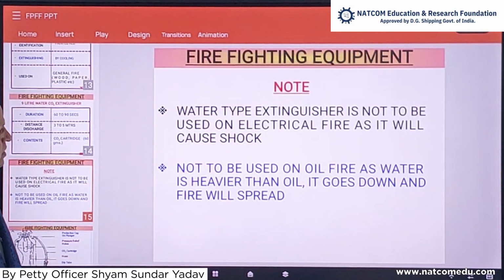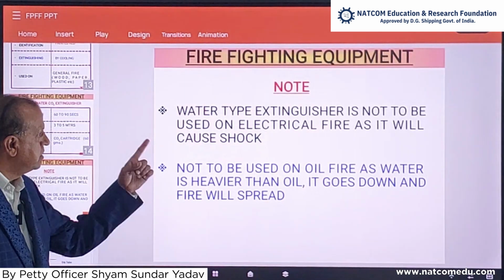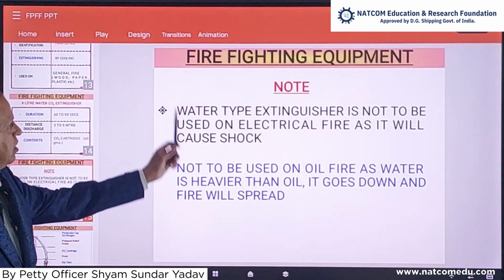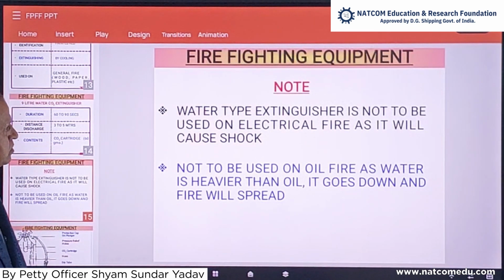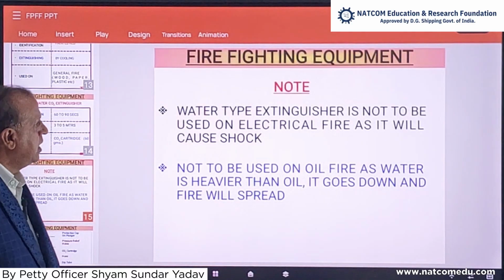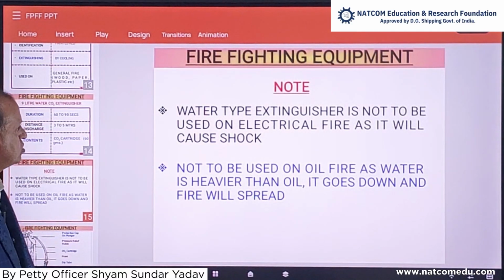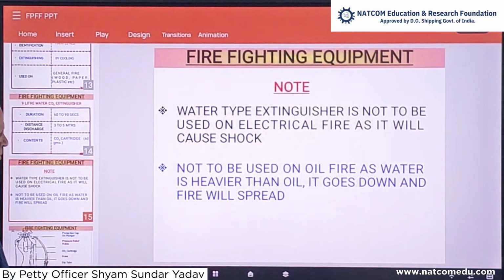The water type fire extinguisher is not to be used, it is especially written on top, on electrical fire as it will cause shock. So remember this: never use a water type fire extinguisher for electrical fire. Next, it is not to be used on oil fire as water is heavier than oil. It goes down and the fire will spread. Got it?